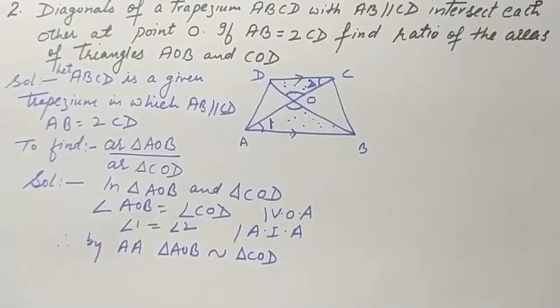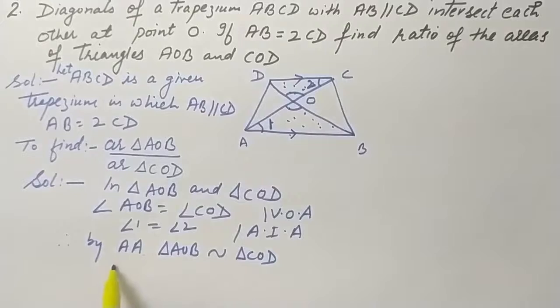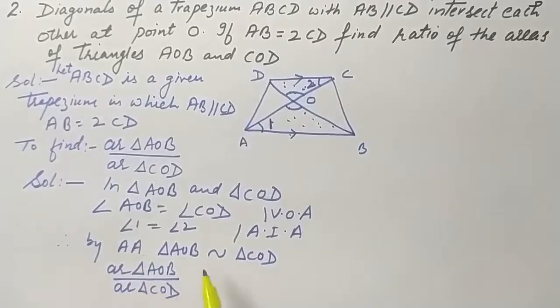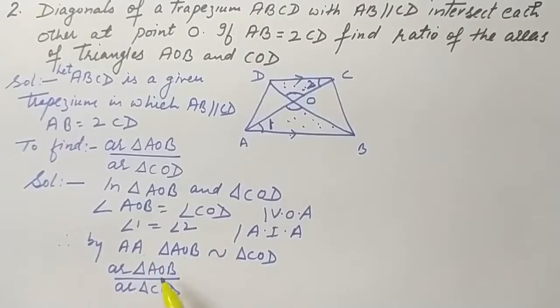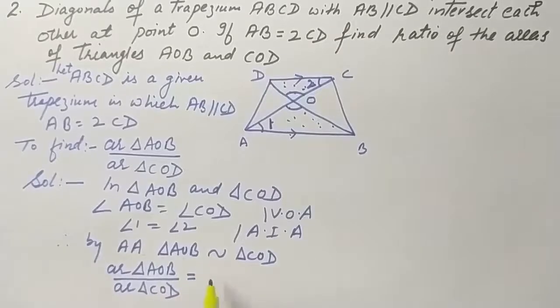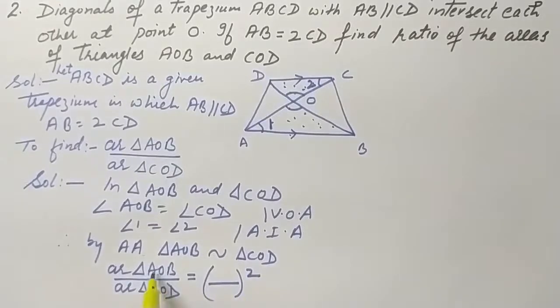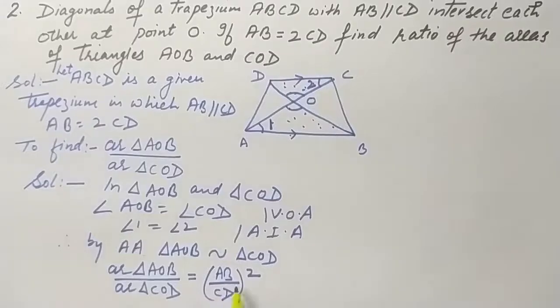Now the area theorem says that if two triangles are similar, then the ratio of their areas, so let's take the ratio of their areas: area of triangle AOB and area of triangle COD, will be equal to the square of the ratio of their corresponding sides. If I take AB in this triangle, the corresponding side will be CD in this triangle. So this will be equal to this.